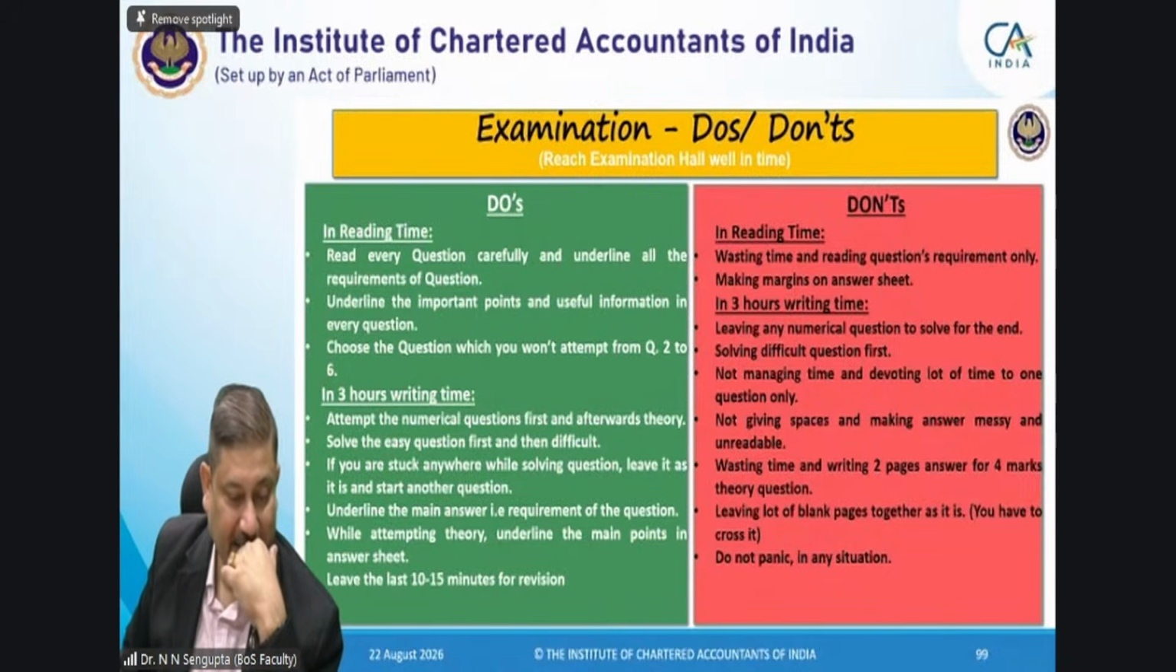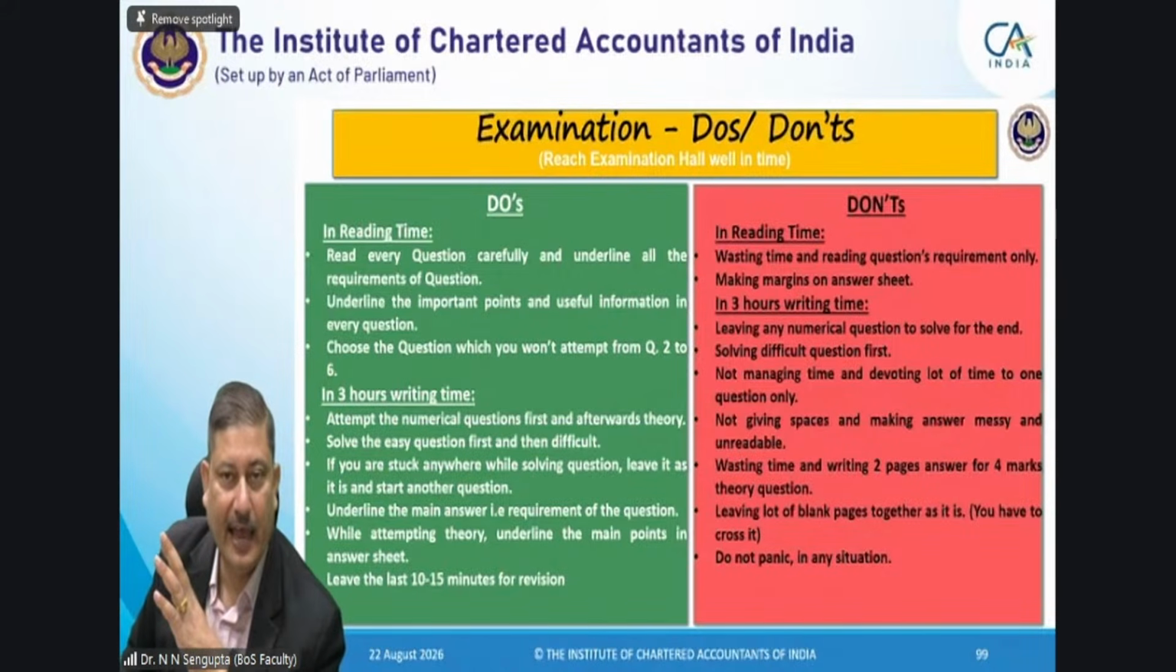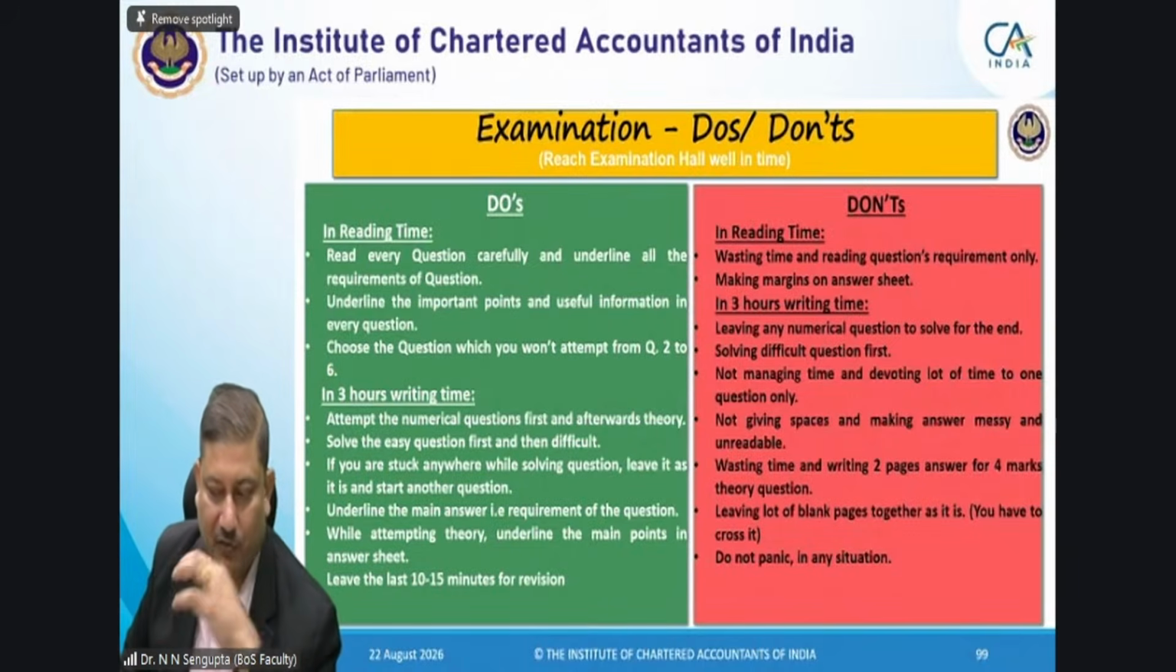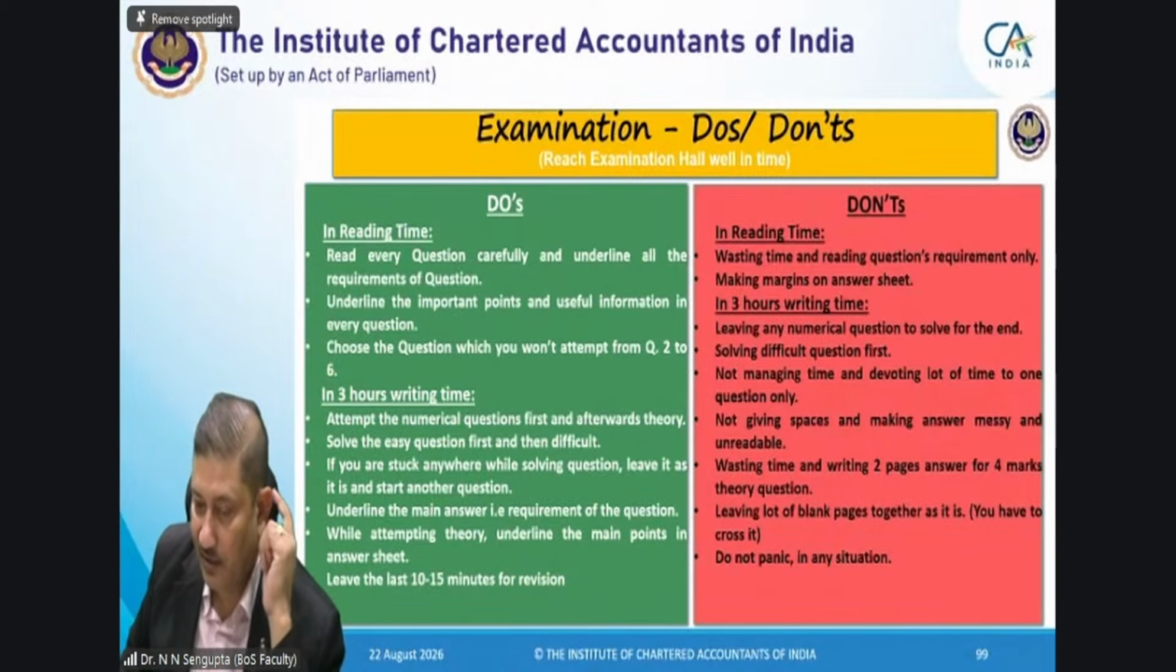In the 3 hours of writing time, do numerical questions first, afterwards theory. Solve the easy questions first and then the difficult ones, the questions with which you are comfortable. If you are stuck anywhere, leave it and start a new question. Give a gap so that your presentation is correct. Leave the last few minutes, 10 minutes or so, for revision.